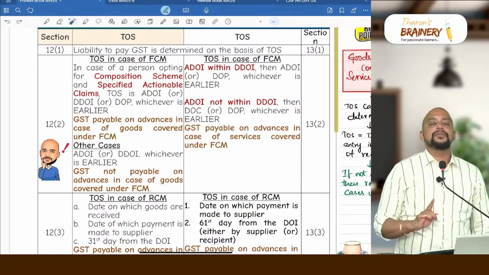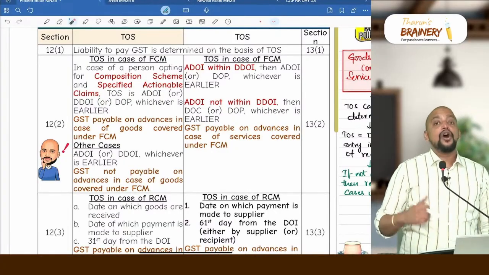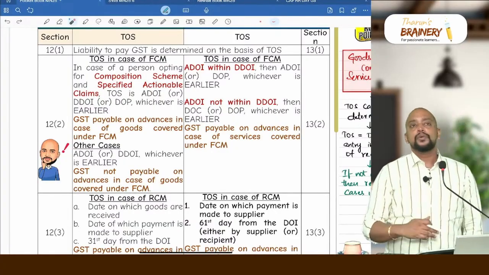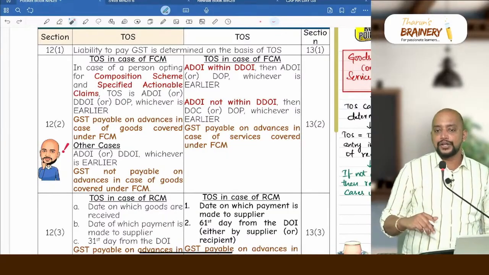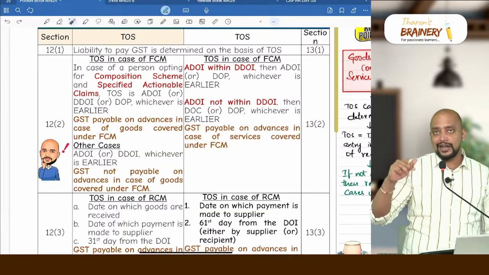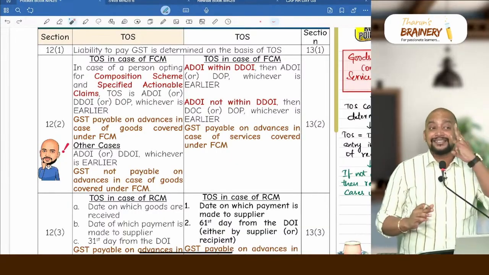For goods under FCM, we need to see whether the person is opting for the composition scheme or specified actionable claims. What are specified actionable claims? Horse racing, casinos, betting, lottery, online money gaming and gambling. In that case, we need to take 3 dates.